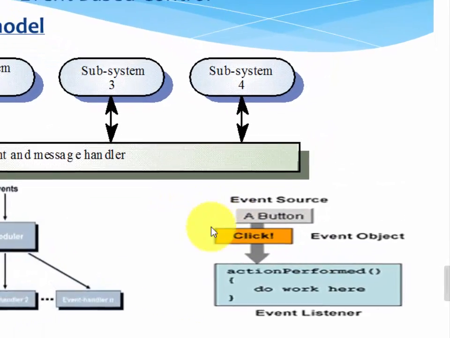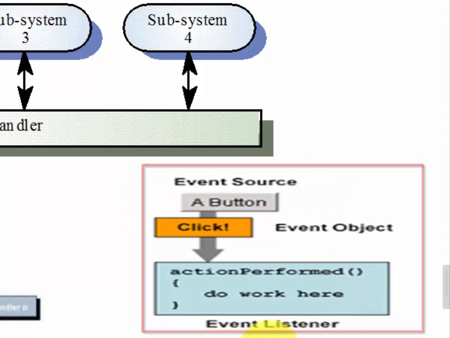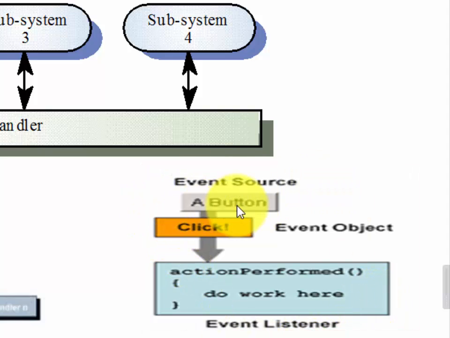Now have a look at this small code snippet and a graphic which I have shown on the right hand bottom of your screen. There is an event source called a button. So what is a button? This button could be a simple command button. When I click on a command button, clicking of the command button itself is an event. When I click on a command button, I need to perform some action.